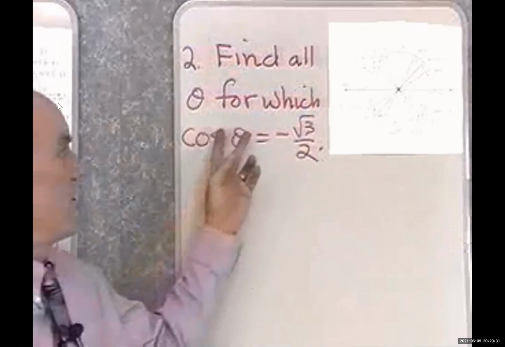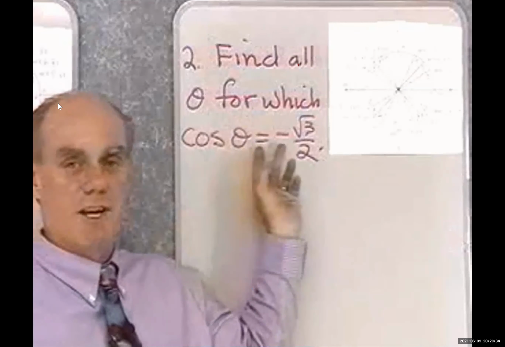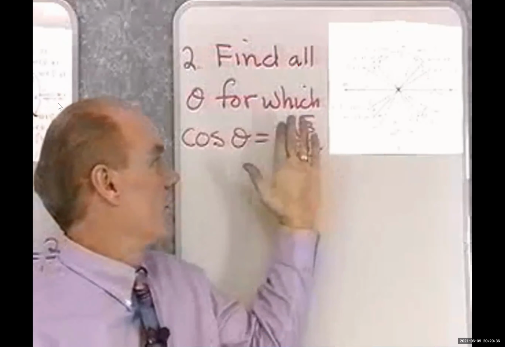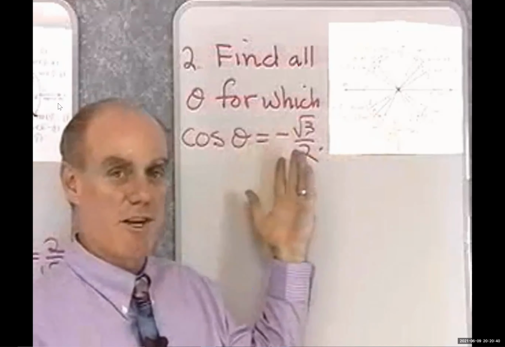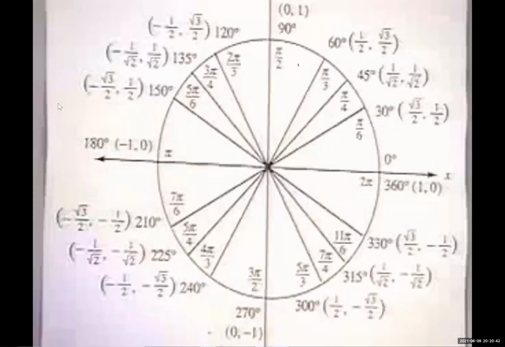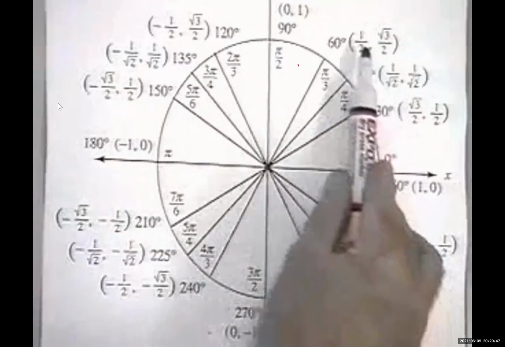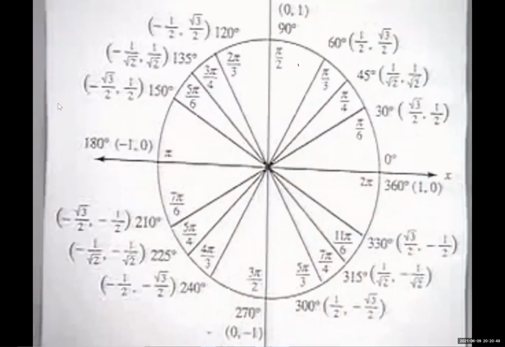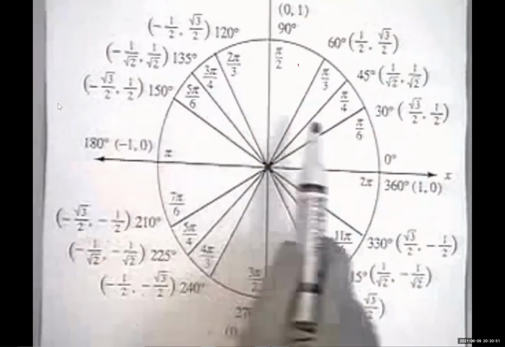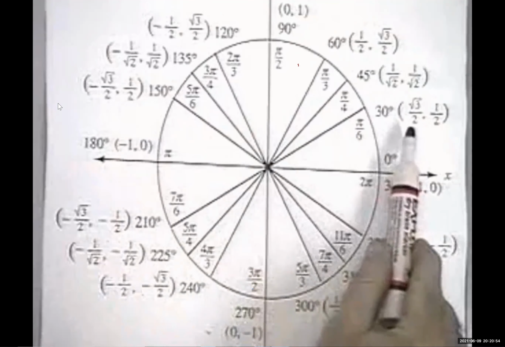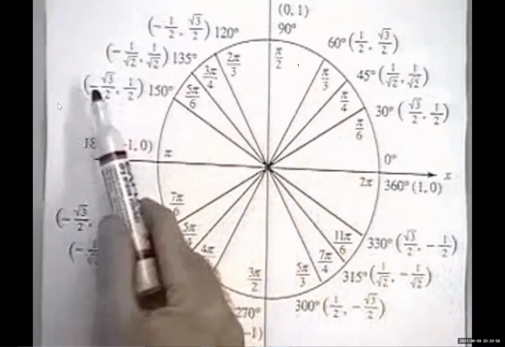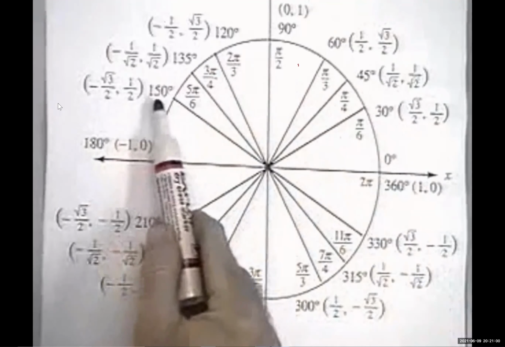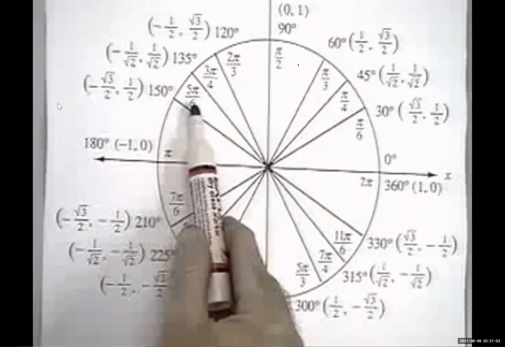Problem number 2, let's find all theta for which cosine of theta is negative square root 3 over 2. So I'm just going to use the unit circle over here to find all the values of theta for which the cosine of theta is negative square root 3 over 2. So if I look on my unit circle, cosine of theta is the first coordinate of all these ordered pairs. So I simply want to look around for ordered pairs that have an x-coordinate of negative square root 3 over 2. Okay, here's square root 3 over 2. I keep going around. Here's negative square root 3 over 2. That's 150 degrees, or 5 pi over 6 radians.